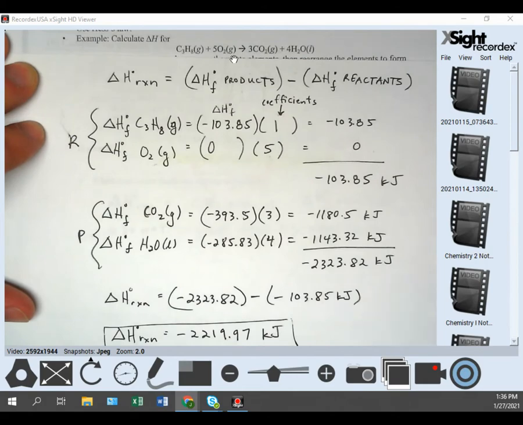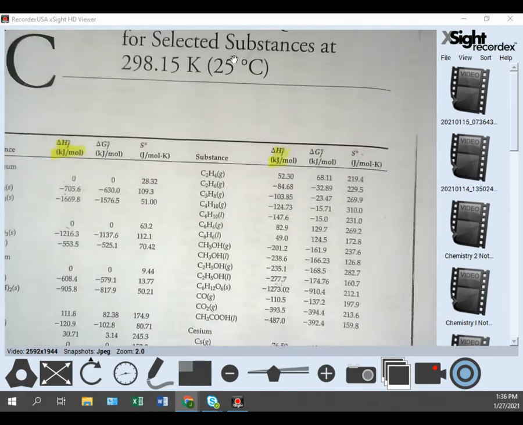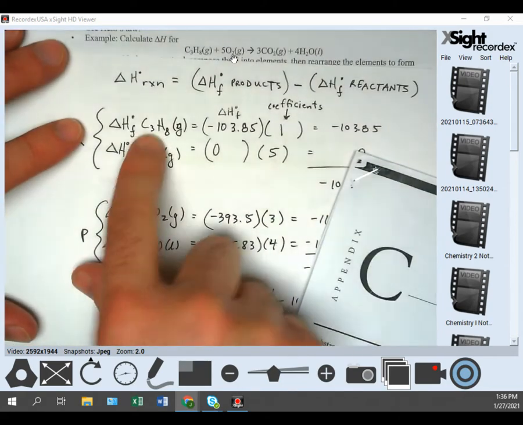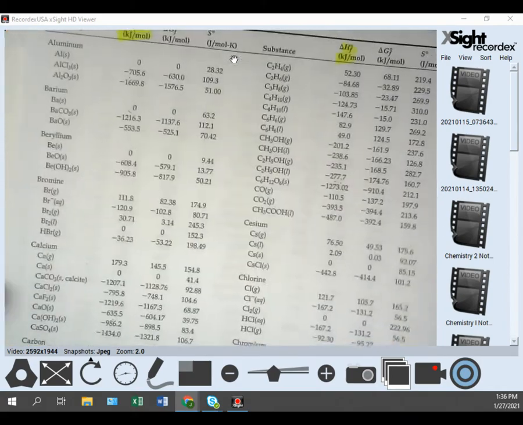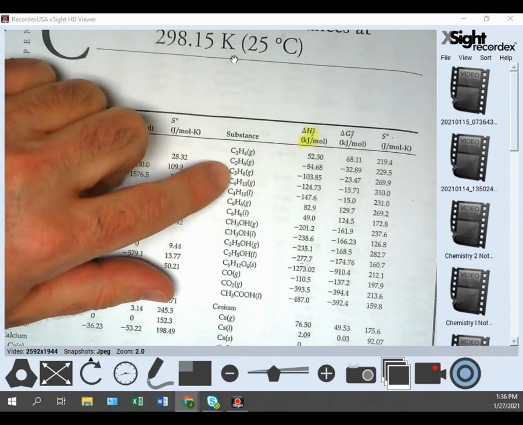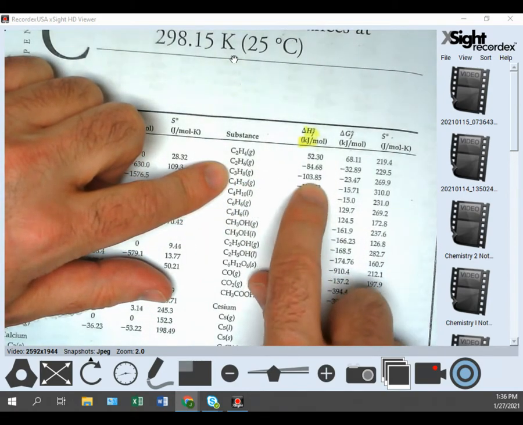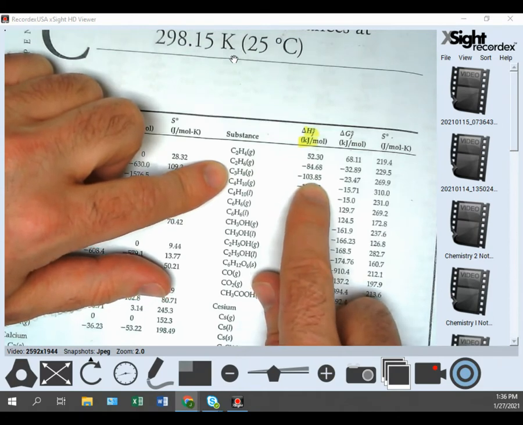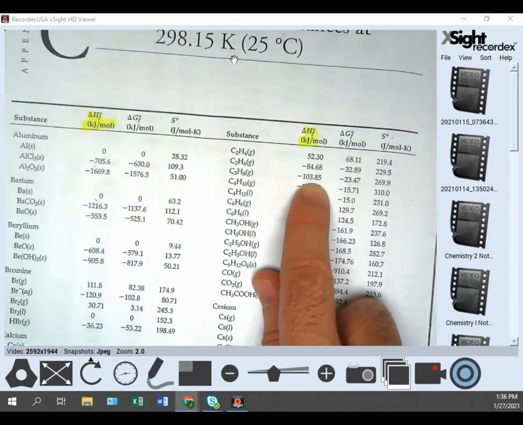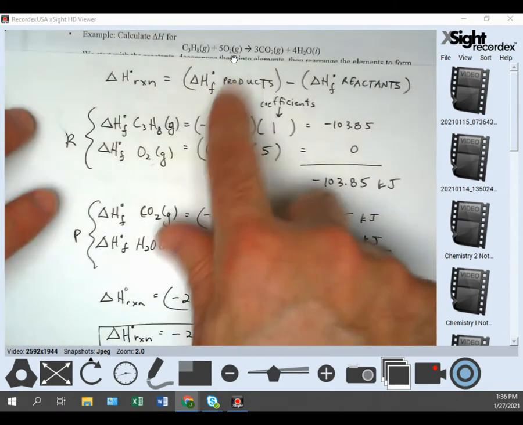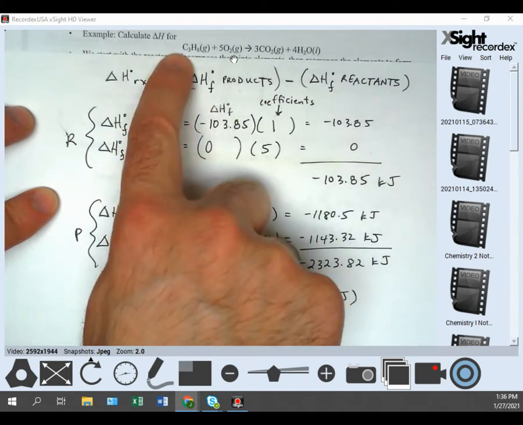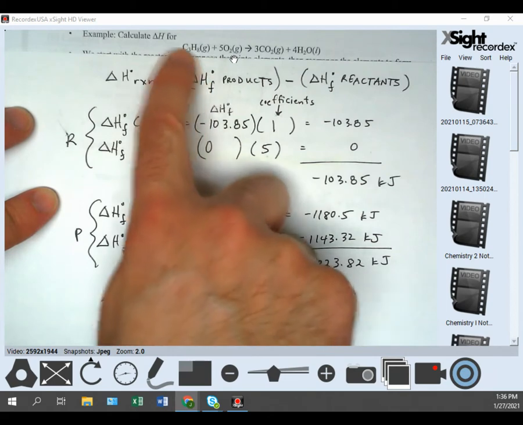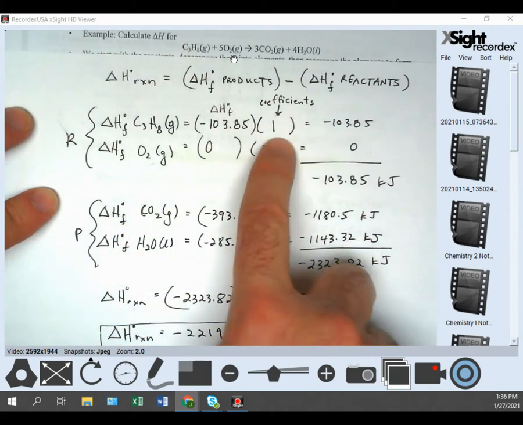Okay, so all I did was you go to the thermodynamic quantities, and I looked each one up. And I'm splitting these up. So C3H8 gas. So I go on here, C3H8 is probably under carbon. C3H8 gas is right here. It's negative 103.85. You see that? Okay, 103.85. So the delta H of formation is negative 103.85. I take that times the coefficient in front of that in the equation. So there's nothing in front of it, so it's a 1. So times 1, I get this.